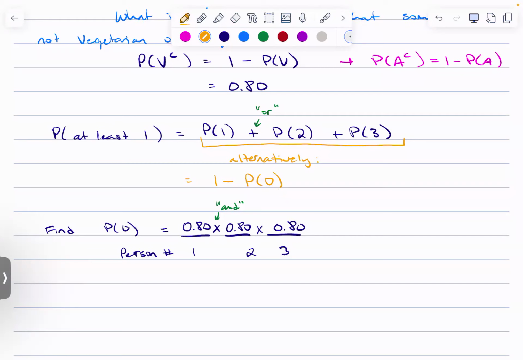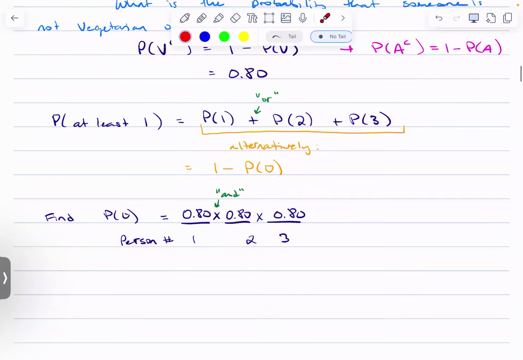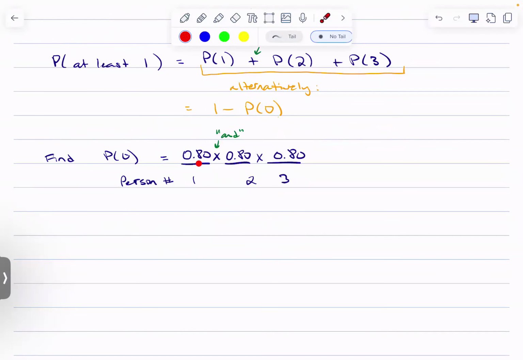confusing. So now, to find this probability, I just multiply through 0.8 times 0.8 times 0.8, right? I need all of these to be not vegan and vegetarian. And so this is going to be the same as 0.80 to the power of 3. I get 0.512. That's the probability that none of them are, right?